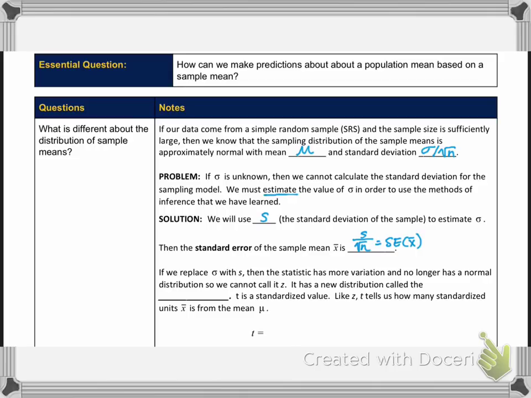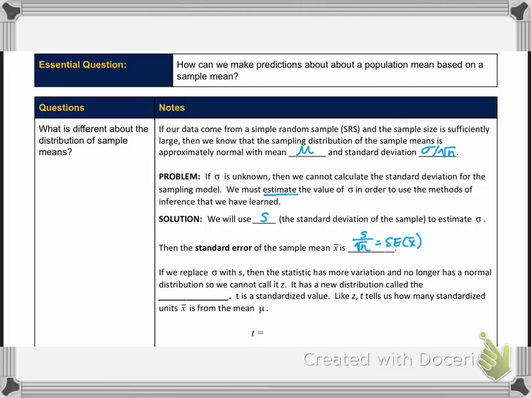Then if you look at the next paragraph, it says, however, if we're replacing sigma with a sample standard deviation, then our statistic is now more variable. I don't know that population parameter. I'm using a smaller sample than the entire population to get these statistics, and so we've got more variability. We're no longer going to be using a normal model to model this distribution, and so we can't call it Z.